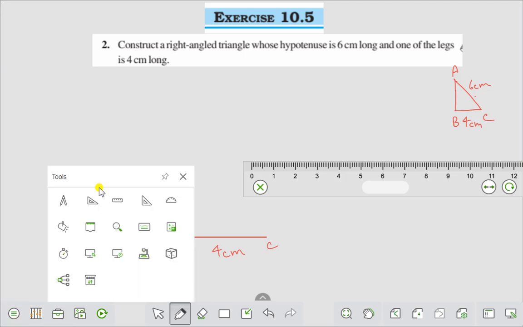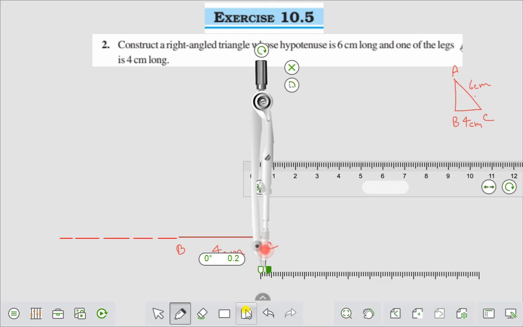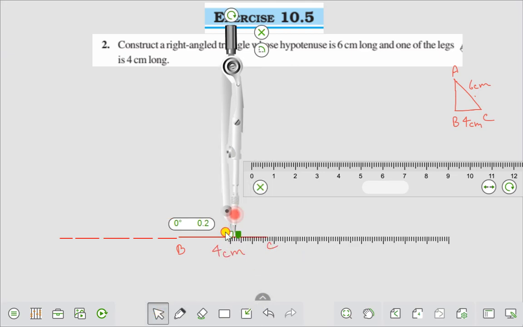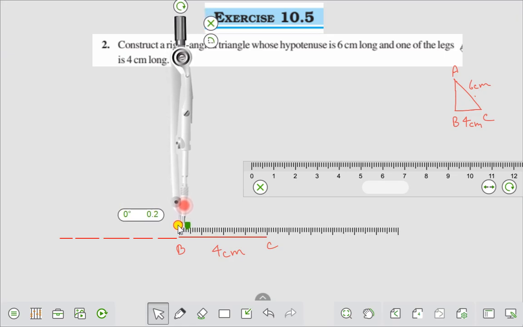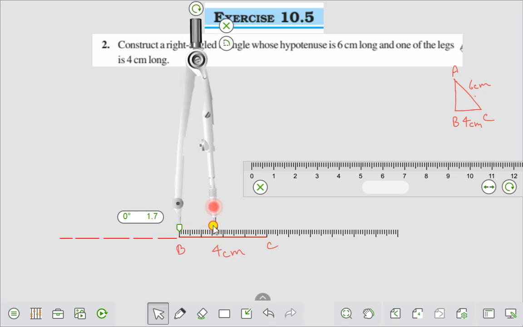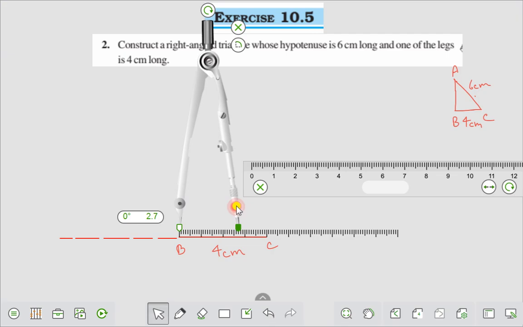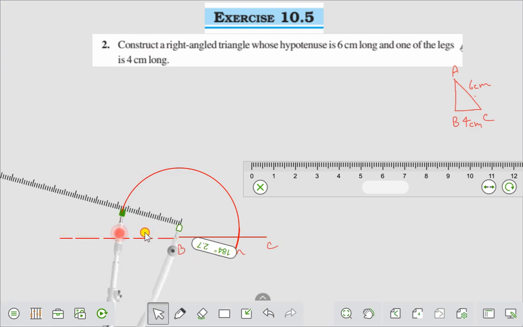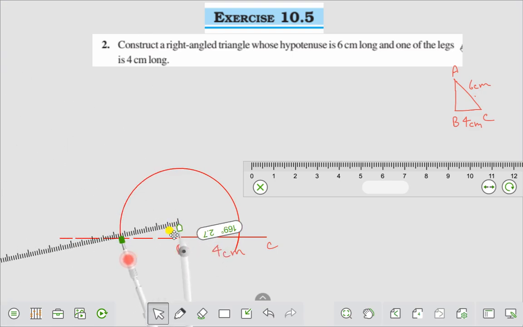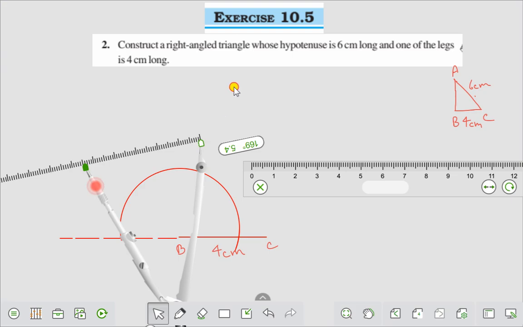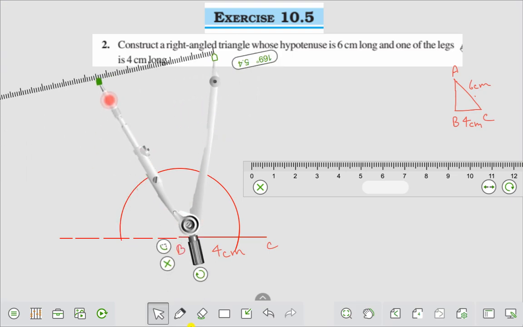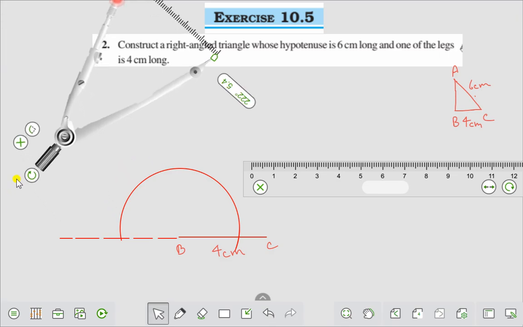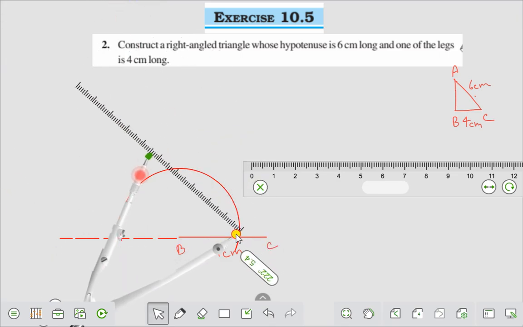Let us take a compass here. We have taken a compass and put this pointer at point B and make an arc. Let us make an arc here. Right? Now with this, extend this length and take this pointer at this point and draw an arc.